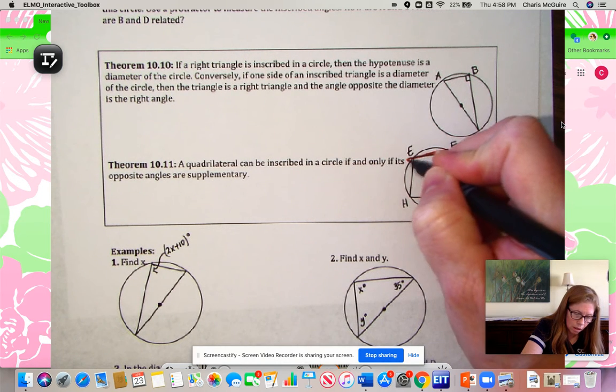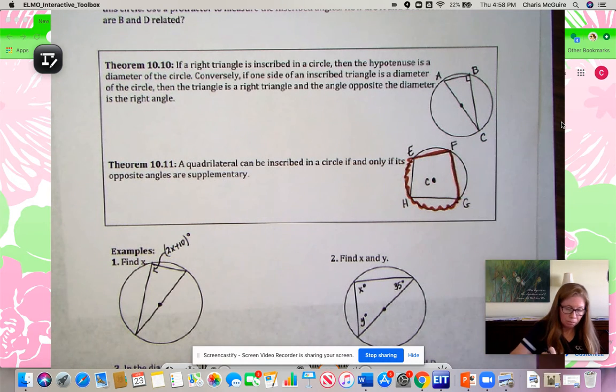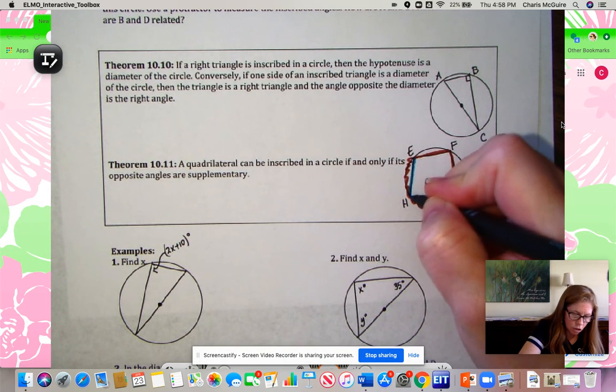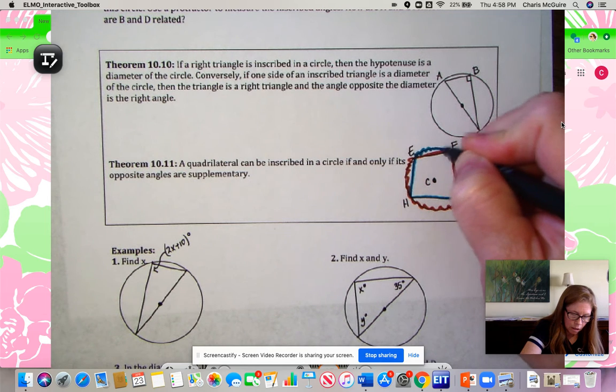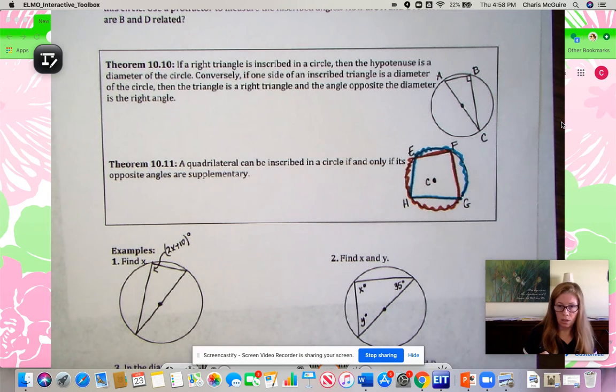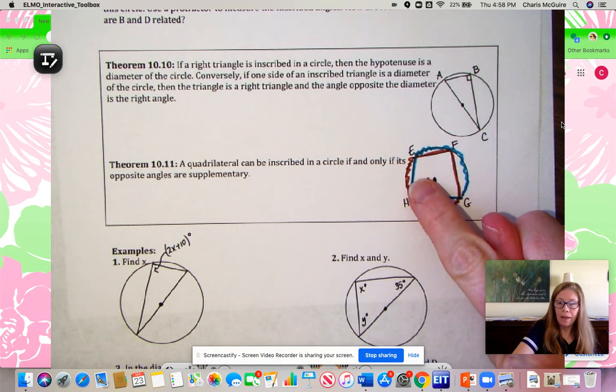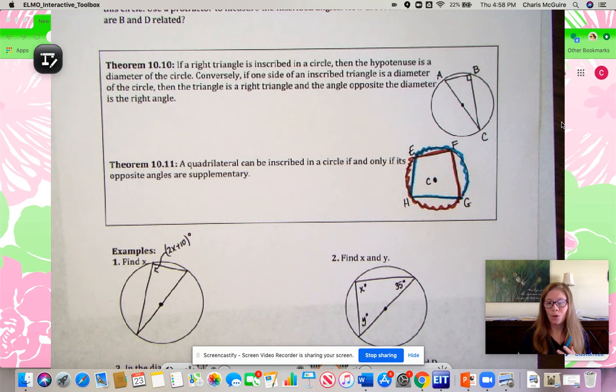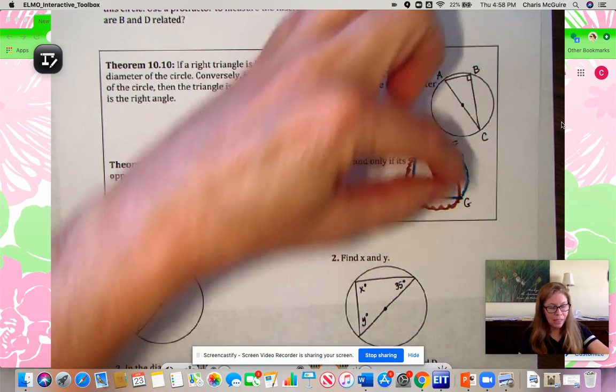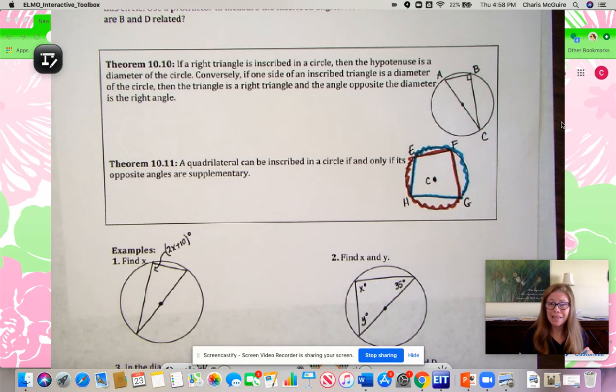So angle F intercepts arc EHG. And then looking at its opposite angle, angle EHG intercepts the rest of the circle. So here's the thing. These two angles together intercept the entire circle. And when you think about it, if there's 360 degrees in a circle, then the sum of these two angles has to equal half the whole entire circle because they're inscribed angles.